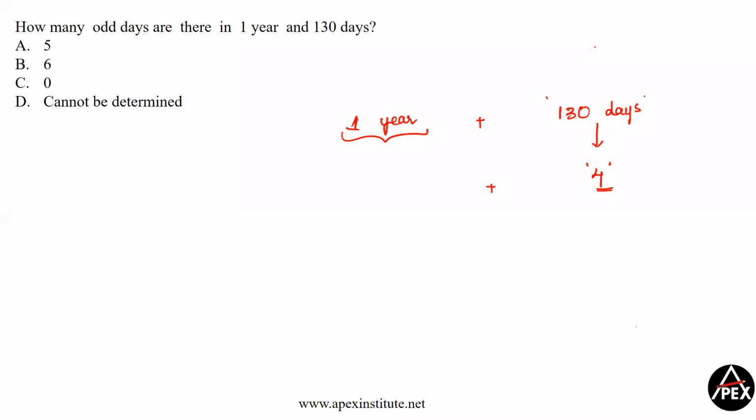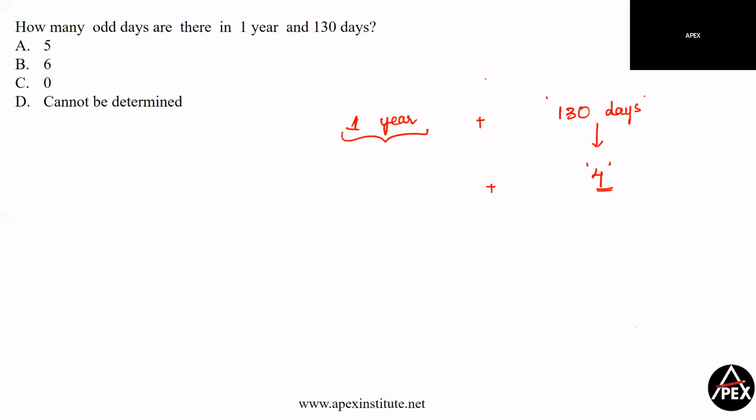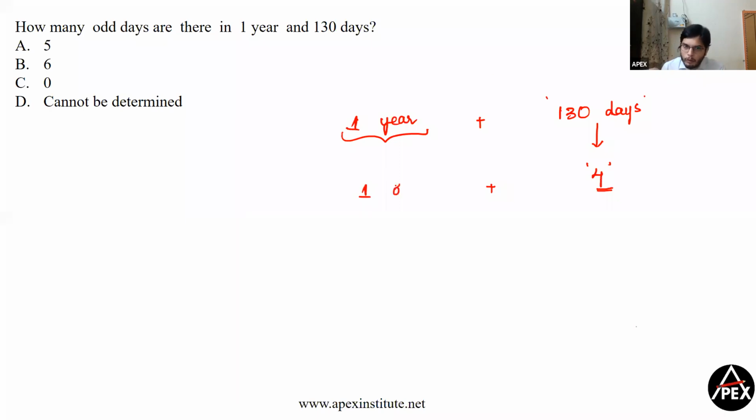Are you sure? Are you sure that a given year will have 1 odd day? No. It can be 1 or 2. So if the given year is a normal year, then in 1 year 130 days the total number of odd days will be 5.